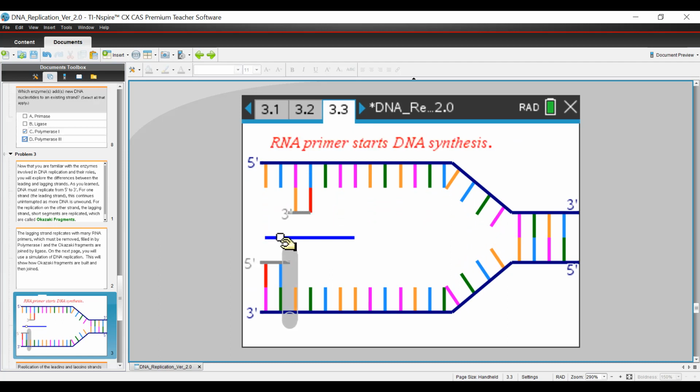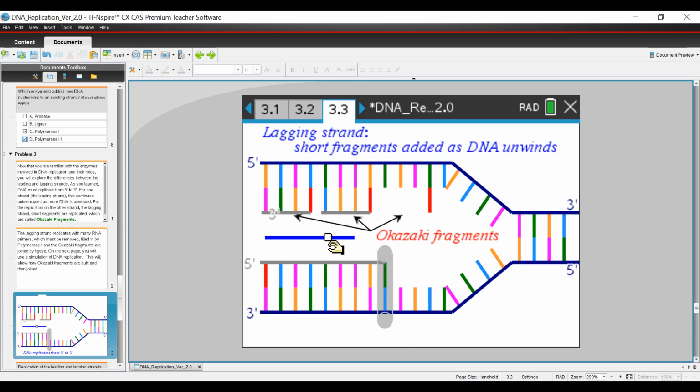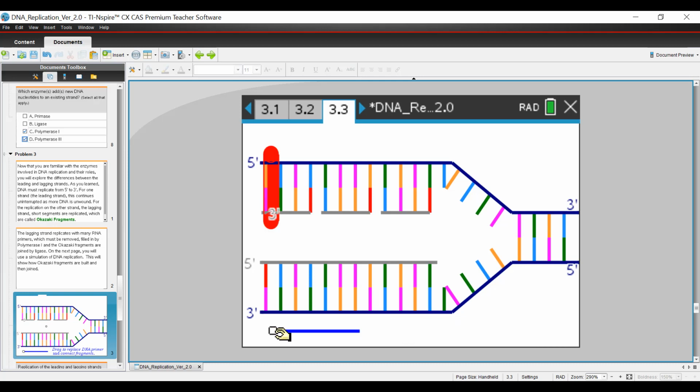All right, here we go. Here's a process. So RNA primer starts DNA synthesis, which we've learned about. DNA replicates from 5' to 3'. We talked a lot about that. So on the lagging strand, DNA is going from here to there, whereas on the leading strand, it's going from here to there in the same direction as that replication fork. And so notice the bottom one, the leading strand, everything's just continuous. There's no separation, no gap. On the above one, you'll notice that the Okazaki fragments are forming, and then ligase has to come in and seal the deal there. All right, and then finally drag to replace the DNA primer and connect the fragments. Okay, well, let's see.